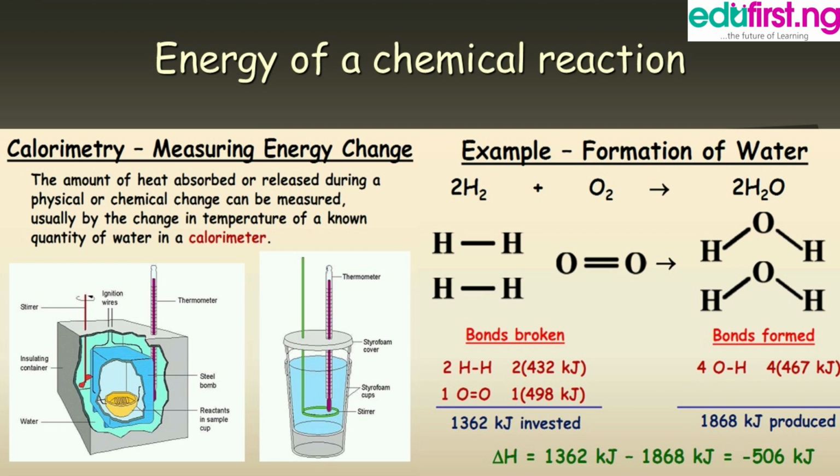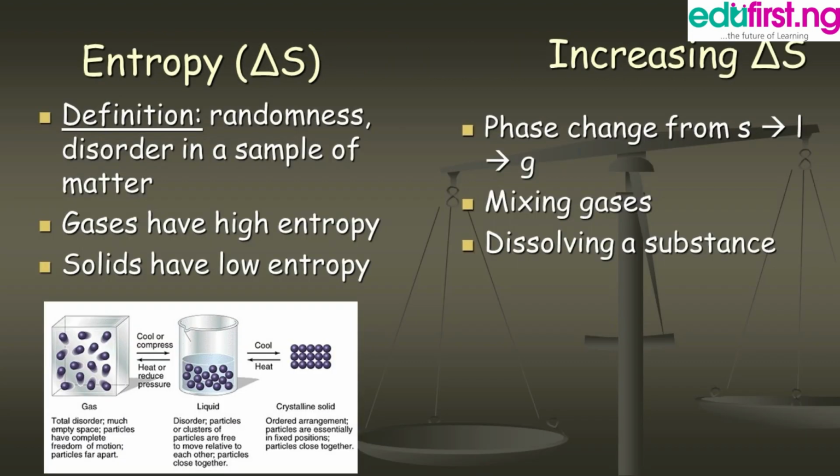Now, let's look at a last concept here, which is entropy, delta S. This is the degree of disorderliness of a system, or the randomness of a sample. And basically, this is highest in gases. Gases have higher entropy, while solids have a low entropy because of their lower randomness.